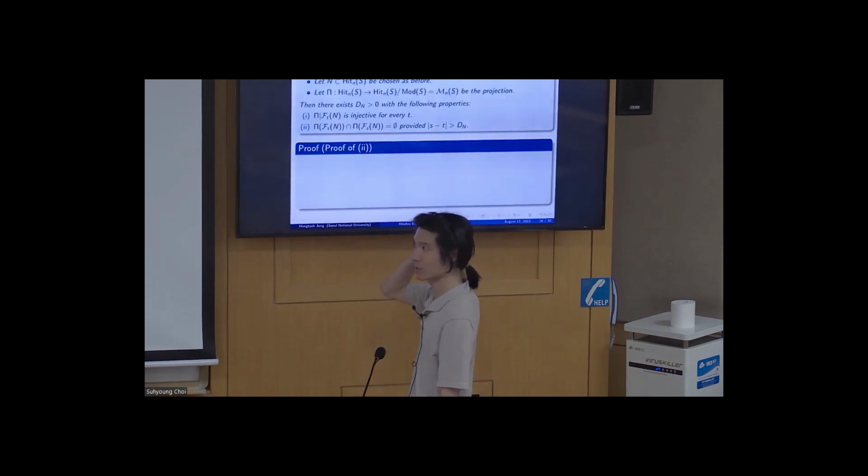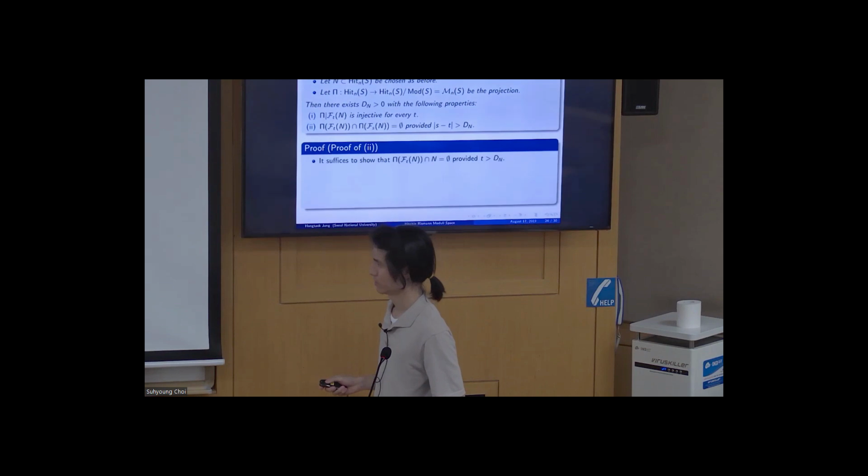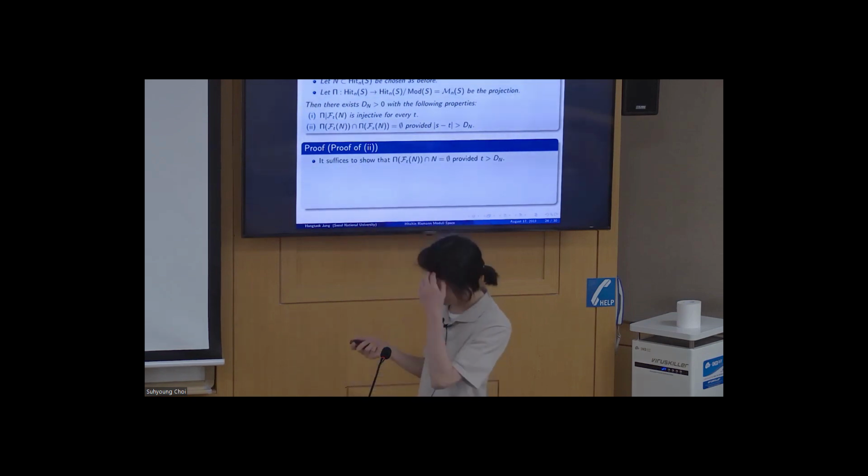And let me prove the second item. It actually suffices to show that these two intersections are empty, because for the general case, we just apply the first argument, that the mapping class group action and the Goldman flow commute, then we will end up with this situation. So we'll prove this.